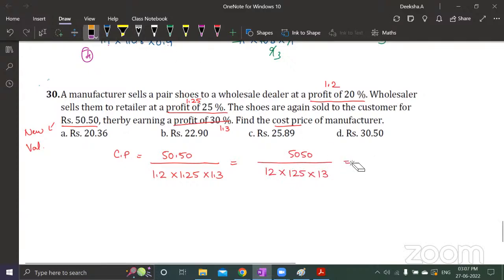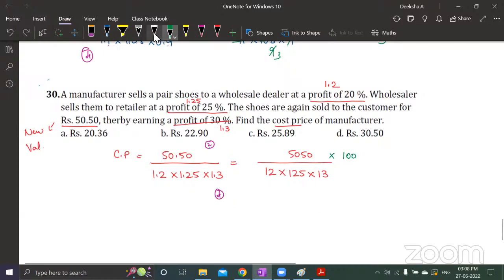And we need to write the balancing factor. Count the number of decimal digits. Here I have 2 digits in the numerator. In the denominator, I have 1, 2, 3, 4, so 4 digits. So where you have fewer digits, there you need to multiply. What is the difference between the decimal digits? That many zeros you have to take here.